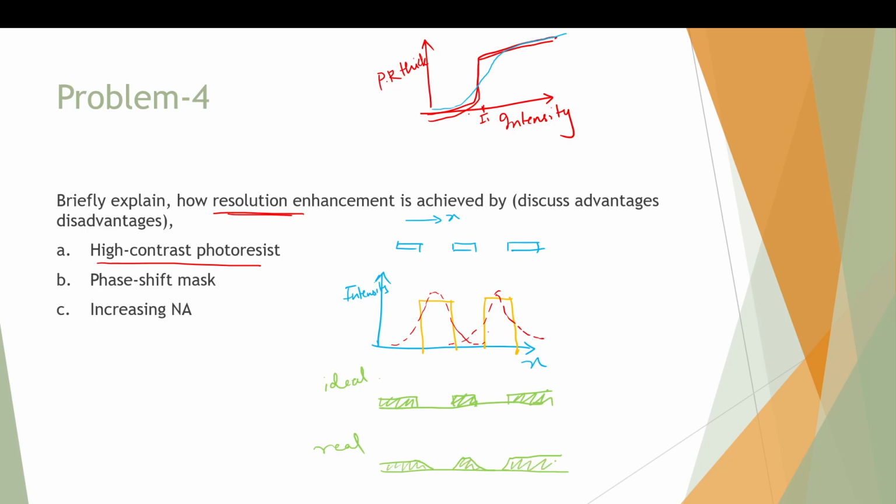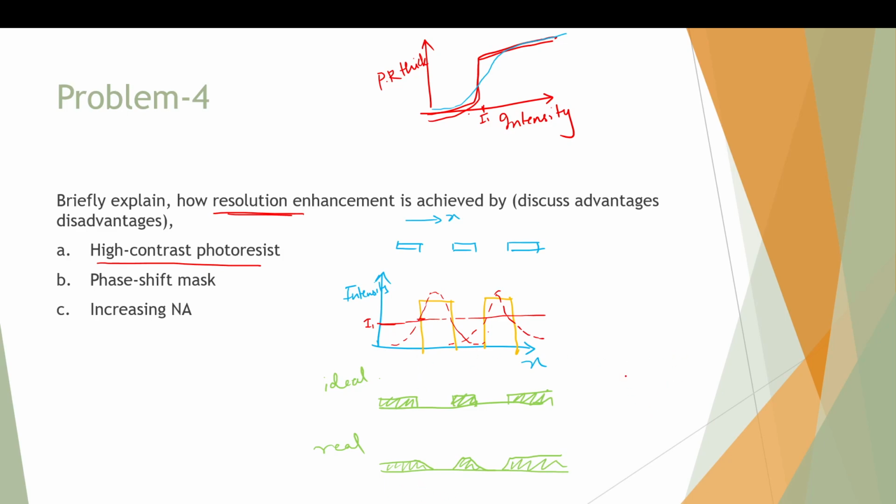So this is a typical resist, but what if we have a high contrast photoresist? What happens in a high contrast photoresist is, if my intensity exceeds some I1, say my I1 is somewhere at this location, whenever it's going above this I1, it will get exposed. Whenever it's below, it won't get exposed.